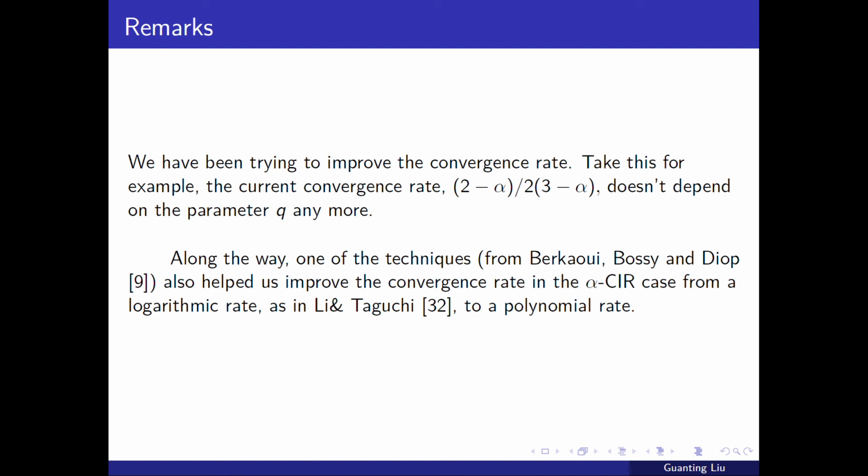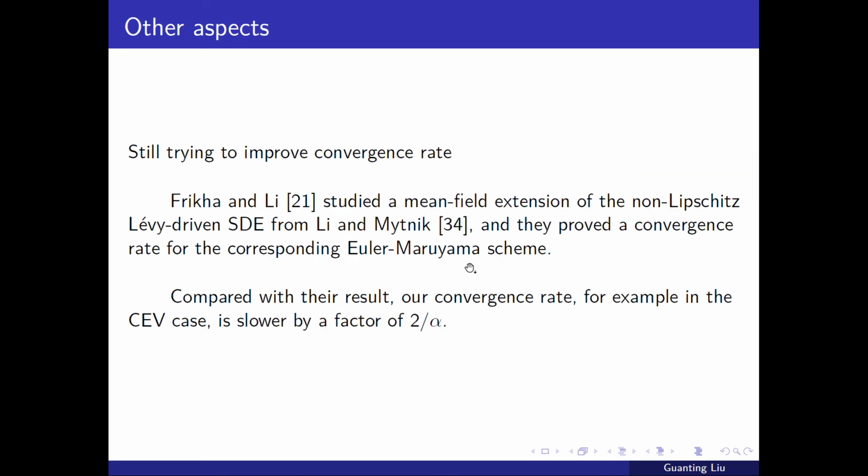Moreover, along the way of improving the convergence rate, one of the techniques we use also helped us to improve the convergence rate in the alpha CIR case, to improve its strong convergence rate from a logarithmic rate, as in Lee and Taguchi, to a polynomial rate. Now we're still trying to improve the convergence rate.